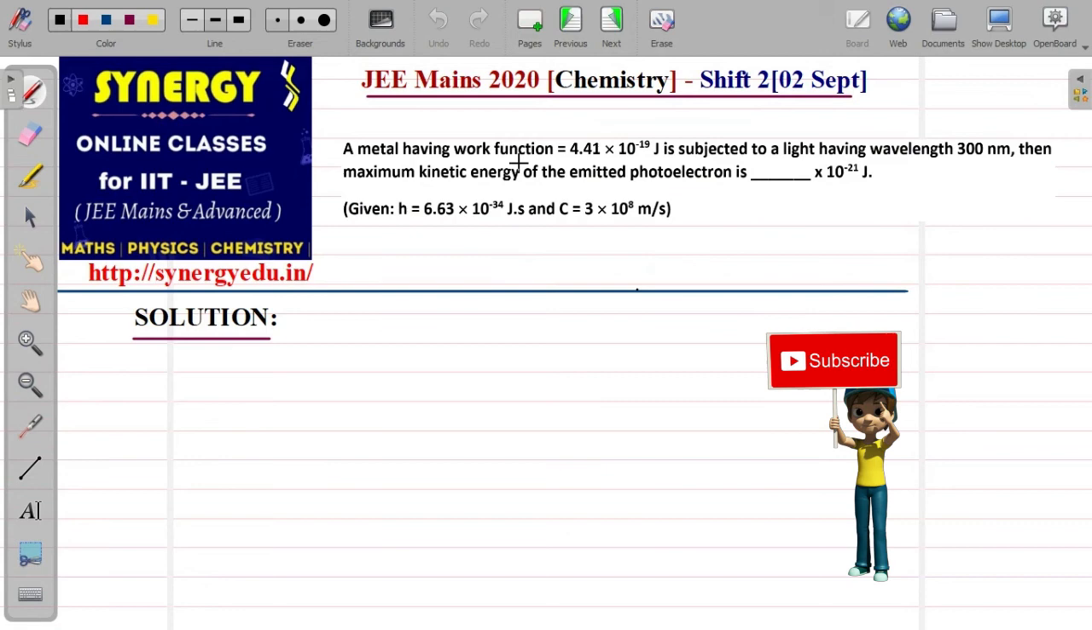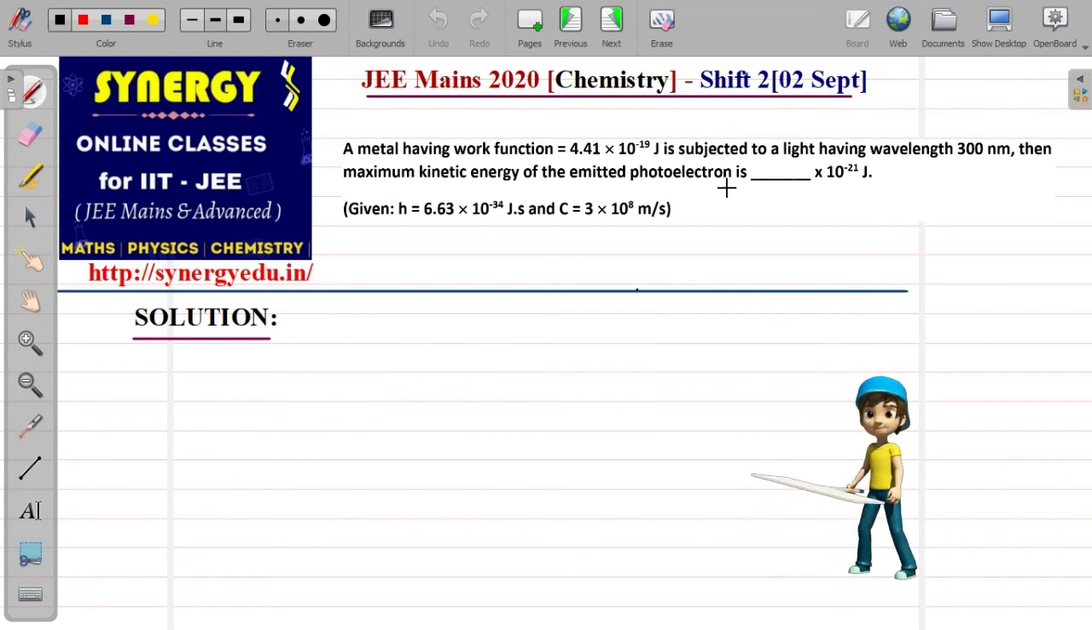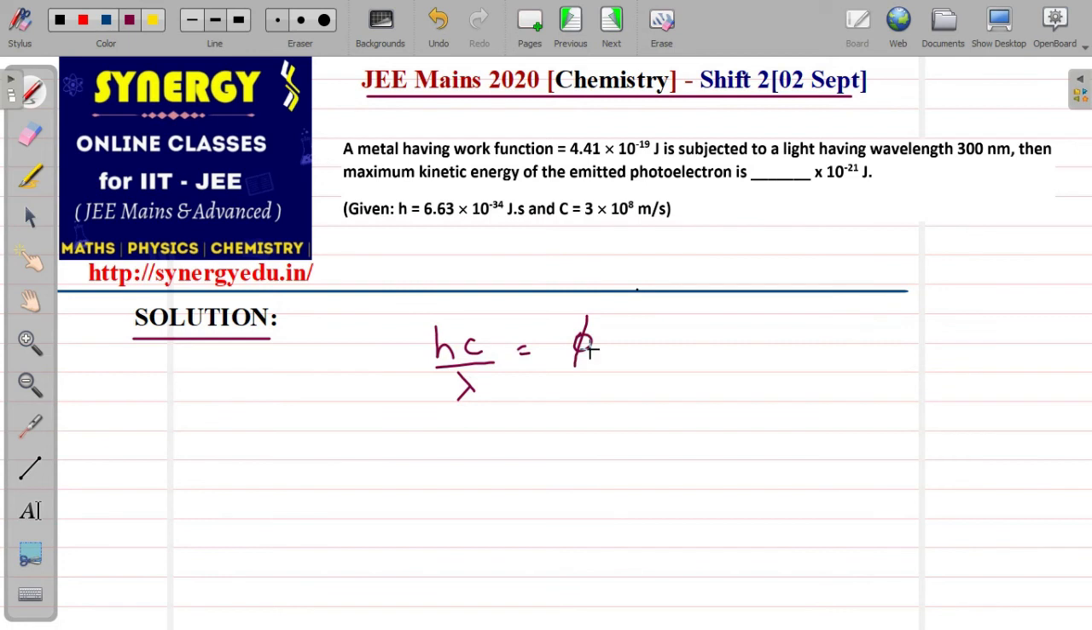A metal having a work function of 4.41 into this is subjected to light having this wavelength. Then what is the maximum kinetic energy of the emitted photoelectron? We know Einstein's equation in the case of the photoelectric effect, which is hc by lambda is equal to work function plus kinetic energy of the electron. So they are asking for the maximum kinetic energy of the emitted photoelectron. Work function is given and lambda is also given.